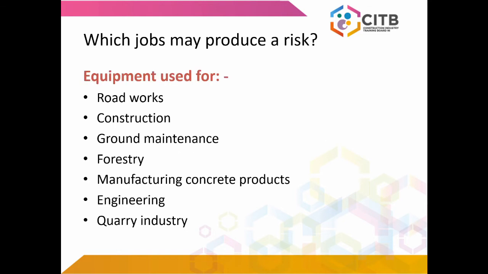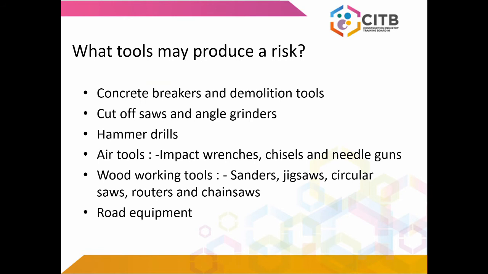Which jobs may produce a risk? Here we have some examples. Equipment used for roadworks, construction, ground maintenance, forestry, manufacturing concrete products, engineering, and the quarry industry. What tools may produce a risk? Concrete breakers and demolition tools, cut-off saws and angle grinders, hammer drills, air tools such as impact wrenches, chisels and needle guns, woodworking tools such as sanders, jigsaws, circular saws, routers and chainsaws, and road equipment.